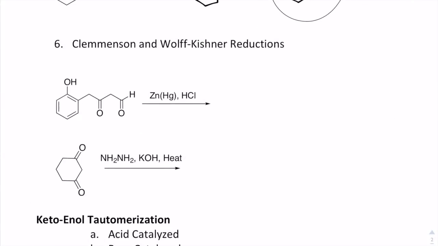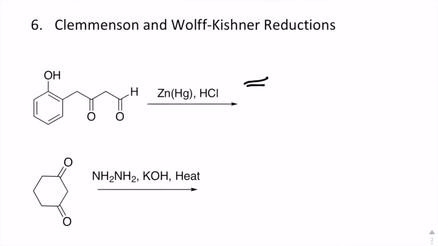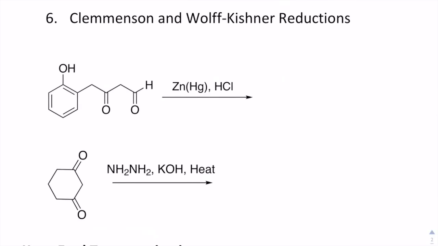Clemmensen and Wolff-Kishner, so the final reductions in chapter 16. So let's just talk about these two. Clemmensen is the first one with zinc and mercury, and then Wolff-Kishner is the last one with hydrazine and potassium hydroxide. They literally are the same thing. The only difference is that this is under acidic conditions, this is under basic conditions. So just be wary of any sort of side reactions.